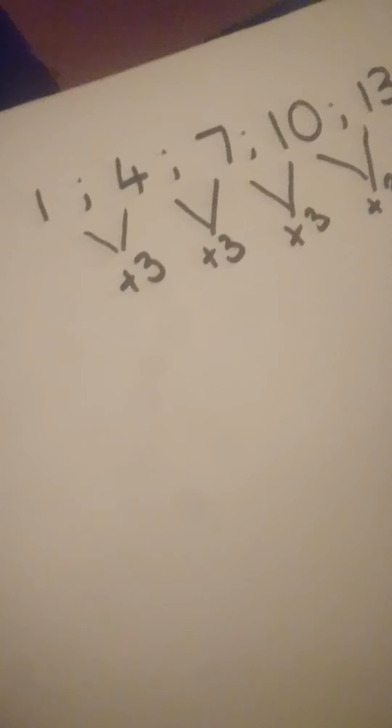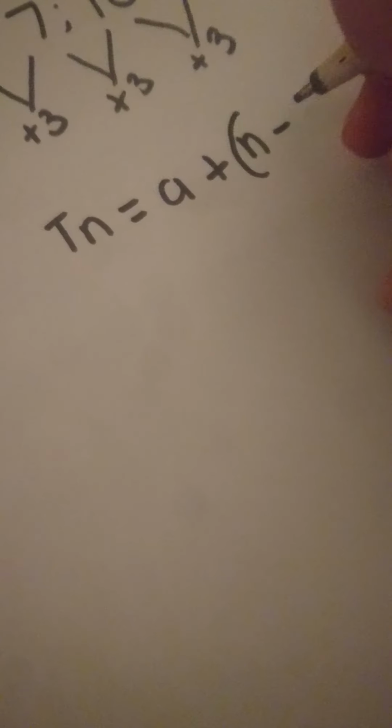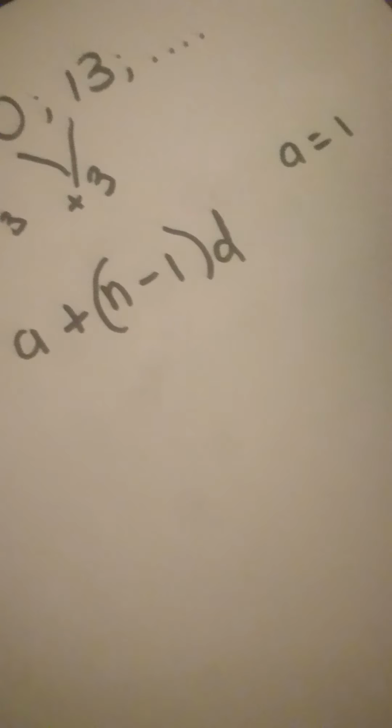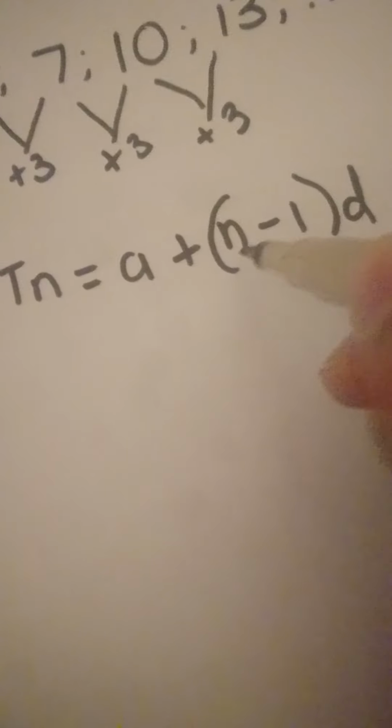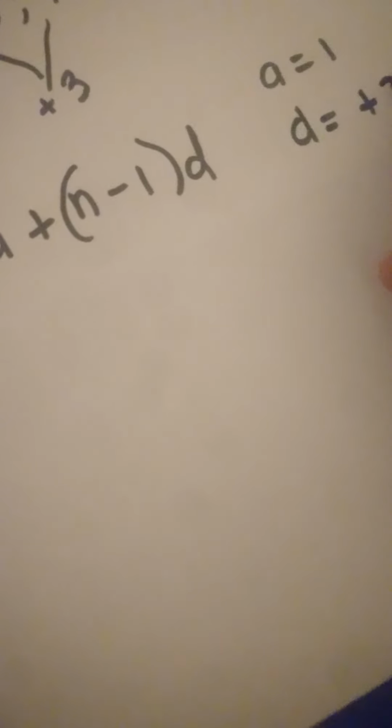So this is basically what we need to find our general term. Also take note of the variables that we have. We know that the formula we use is Tn equals a plus (n minus 1)d, where a is our first term. In this example, our first term is 1, so a equals 1. n is our term number, that is left unknown, and d is our constant difference, which in this case is positive 3. So d equals positive 3.